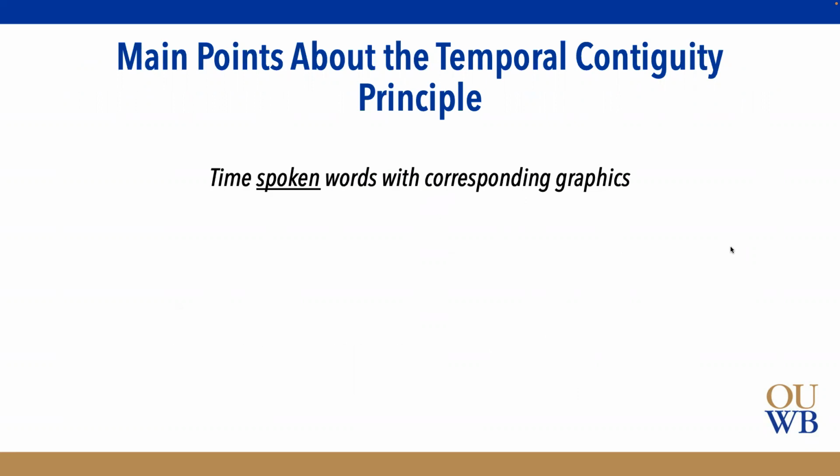So the temporal contiguity principle comes more into play with pre-recorded content, things that students are viewing asynchronously. If you record a video and you're talking about topic A, but the image on screen is related to topic B, that's a violation of temporal contiguity. What you're speaking about is not in line with what you're showing on screen.